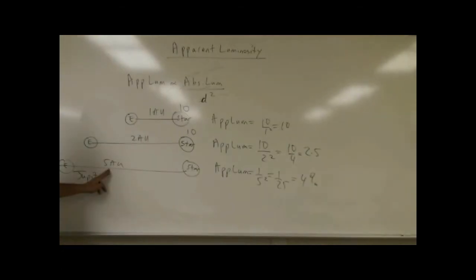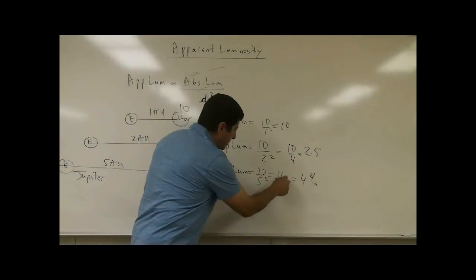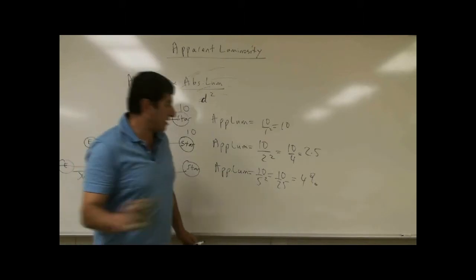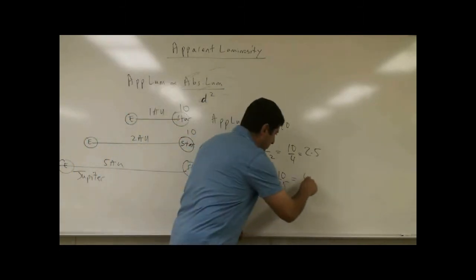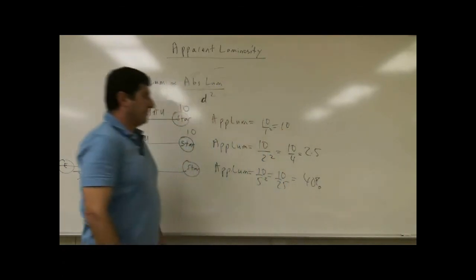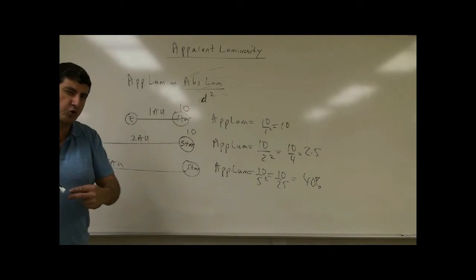Well, what if we live 5 AUs away? Well, then you can see 10 over 5 squared, 10 over 25, and then that's going to be what? That's going to be 40%. 40% as bright as it appears from the Earth. So now the planet will be too cold.